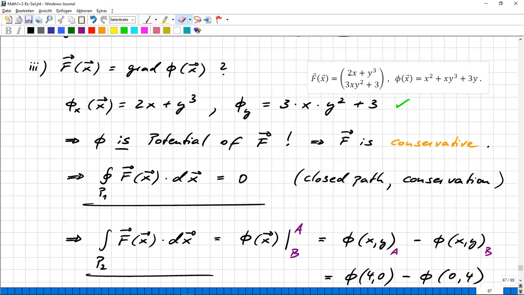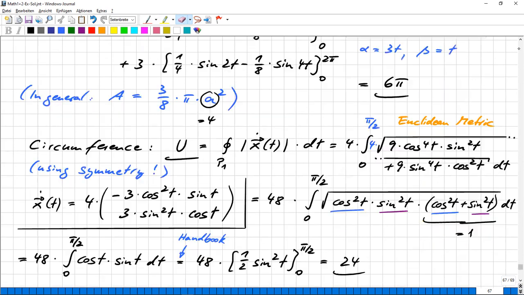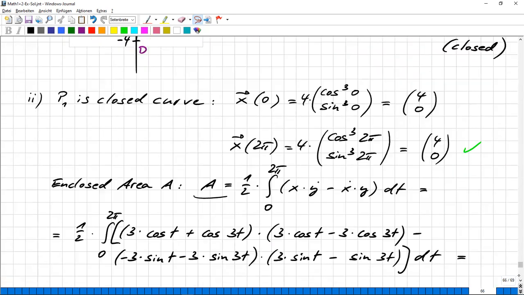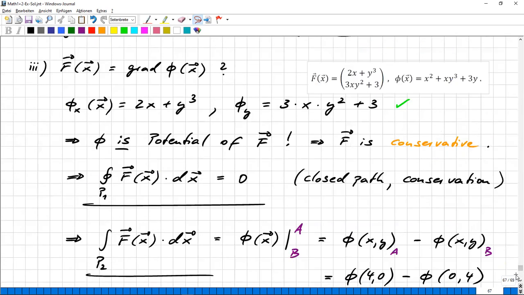Anyway, you just have to insert into the potential function. The starting point is B, please remember, and the end point is A. It's the other way around from A to B. This time it's from B to A. That's because I was naming my points referring to path 1. You remember? From A over B to C to D, back to A. And then using P2, it goes the other direction from point B to point A. So that's correct, writing it down this way. We have to insert point A first into the potential, and then secondly point B, and then we have to take the difference.